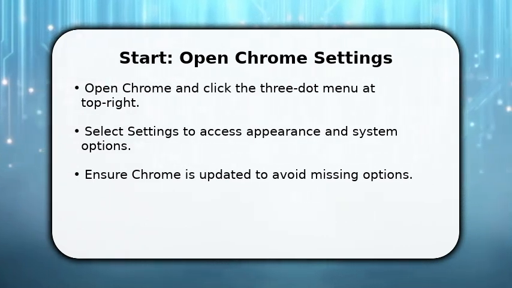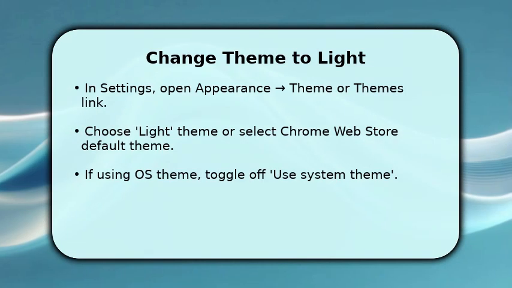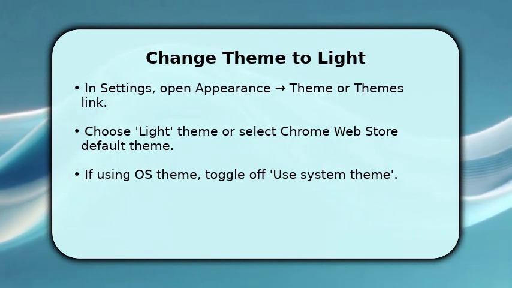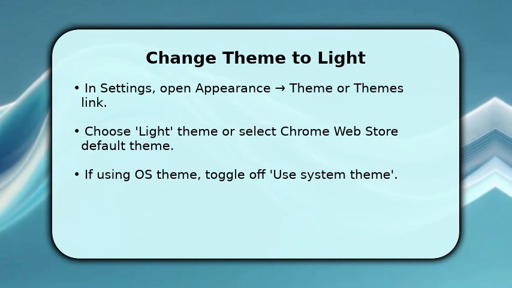You'll now switch the actual theme. In Appearance, click Theme or Themes. That opens Chrome's theme selector. Choose the light theme or click Reset to Default if a dark extension or wallpaper set is active.